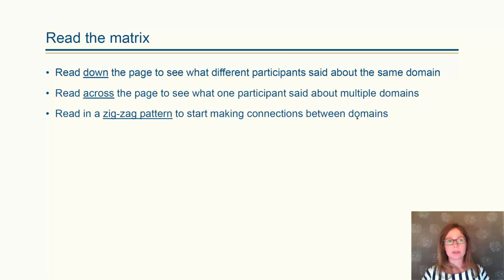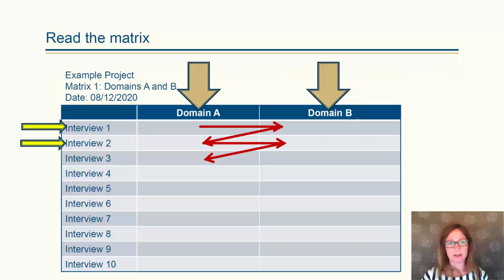So this is how we read a matrix. I like to start down. Read down the page to see what different participants said about the same domain. Do that for domain 1, then read down the domain 2 column, keep going until you're done. Now you want to read across the page to see what one person said about the domains that you want to compare. Then finally, read in a zigzag pattern to start making connections between the domains.